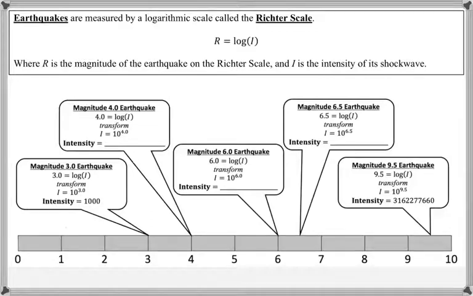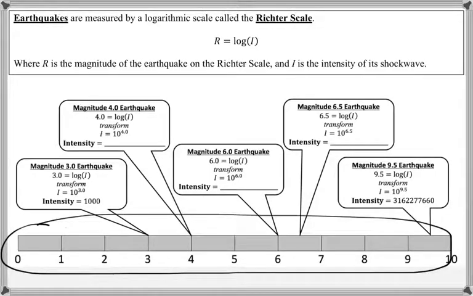Our next topic is about earthquakes. Earthquakes are measured by a logarithmic scale called the Richter scale. Our formula is R equals log of I, where R is the magnitude of the earthquake on the Richter scale, and I is the intensity of its shock wave. So we have the Richter scale right here, and I provided some examples.